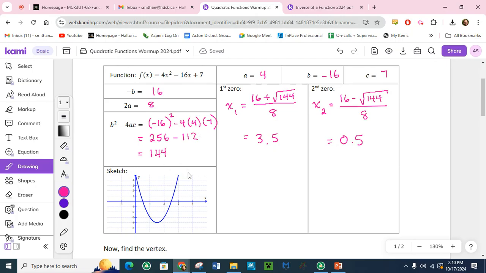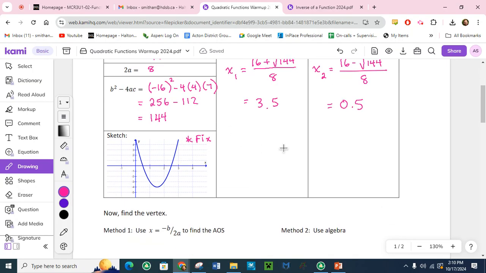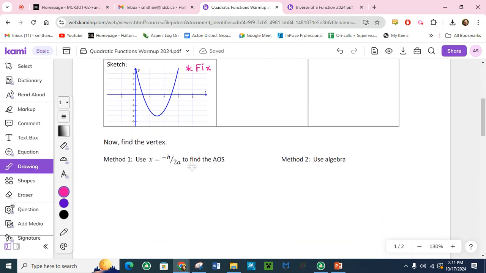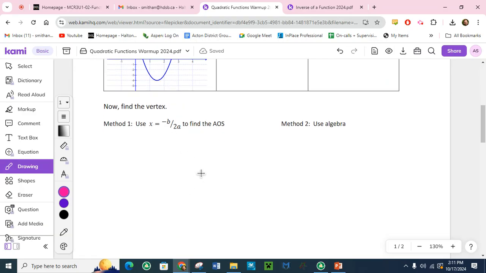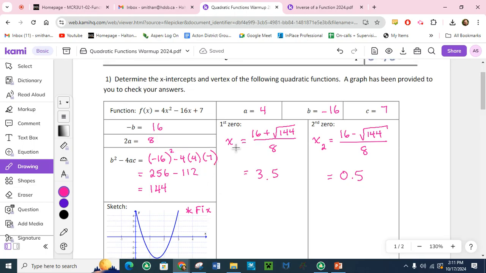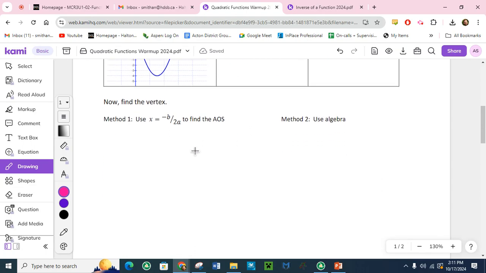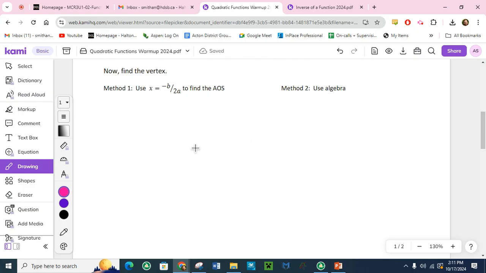All right, the sketch, I just need to fix that, I guess. Make a note to myself. All right, I think many of you guys will be able to do method one because you did a lot of practice yesterday. I'd love if you tried method two as well. We'll give it the old college try. But remember, for the most part, you guys just get to pick.